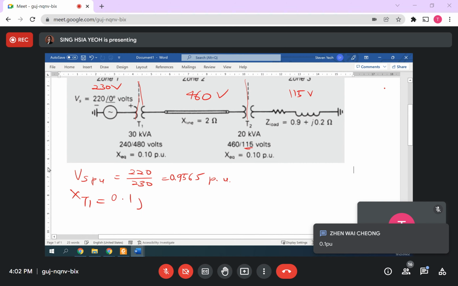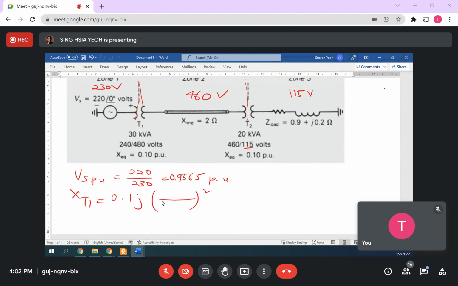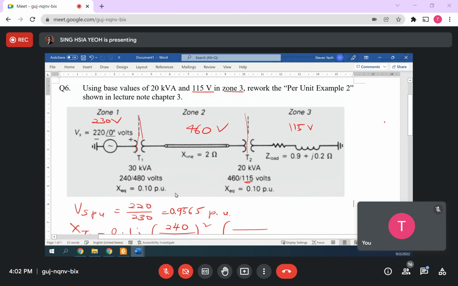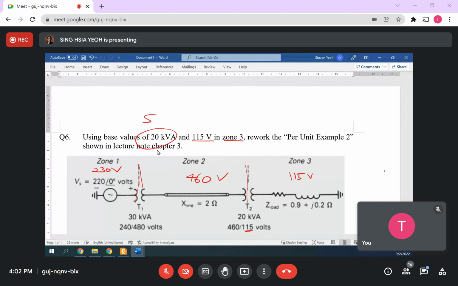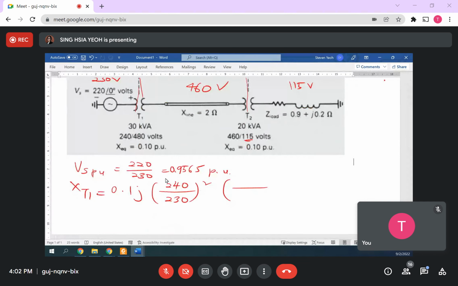Then normally you need to put the J, then power 2, V old over V new, right? What is the V old value? Two, 240 here, right? Then 230 here. Anyone have a problem with this? Then the new one, S new, is here. S new, okay? 20K, and S old 30K. Anyone have any problem here?